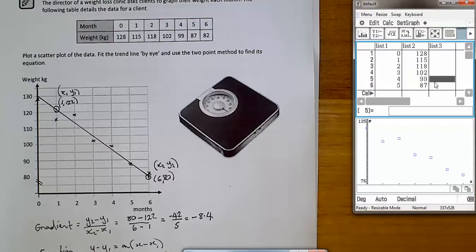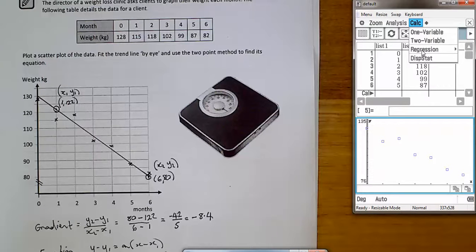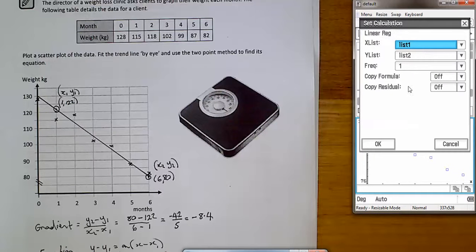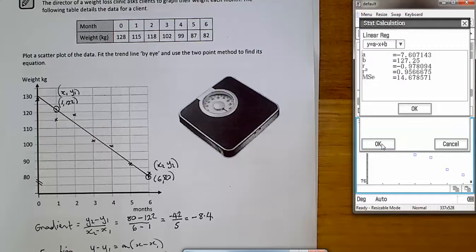If you've got the top selected, you'll have some different menu items available. So only with the graph itself selected, you'll see that one of the options at the top of the screen is Calculate. We want to calculate a regression. Click on Regression, and the type of regression we want is linear, or a straight line through them. So click on Linear. The X list is list 1, the Y list is list 2. All of that is okay, so press OK.